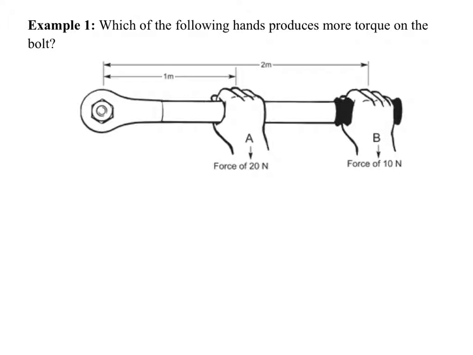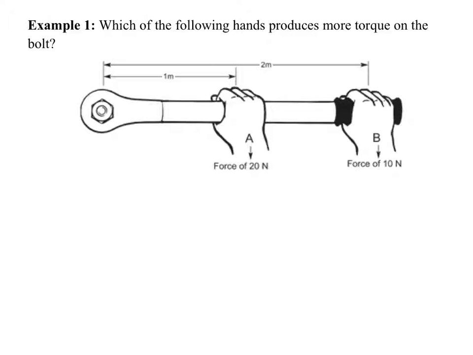So let's take a look at this scenario. Very simple question to start us off. You don't even have to really write much. You can just look and explain. Which of the following hands produces more torque on the bolt shown? There's no angle given, so you could assume the angle is 90. How else would you pull on a wrench? You would pull on a wrench with a 90-degree angle. It wouldn't make sense not to.